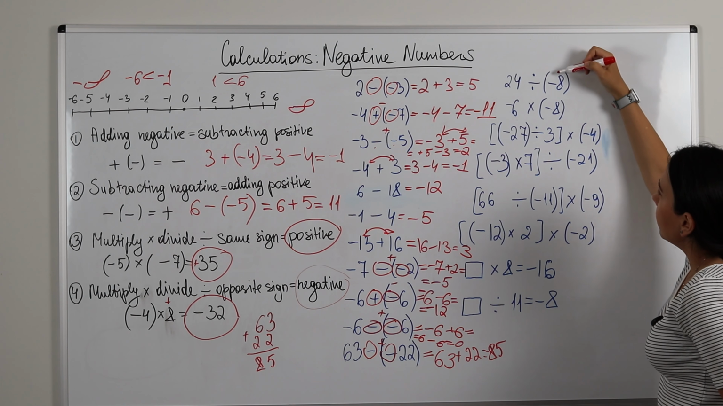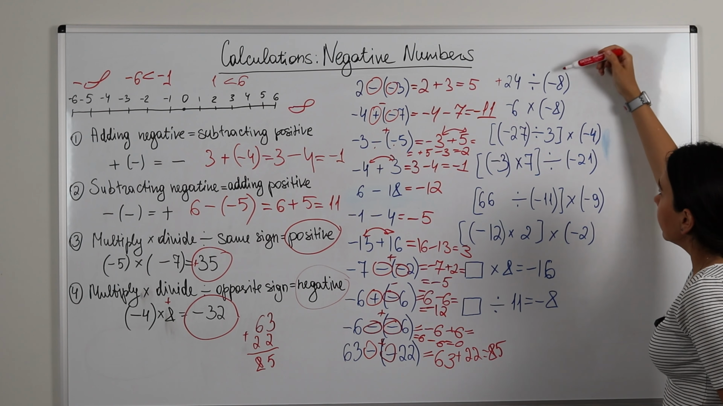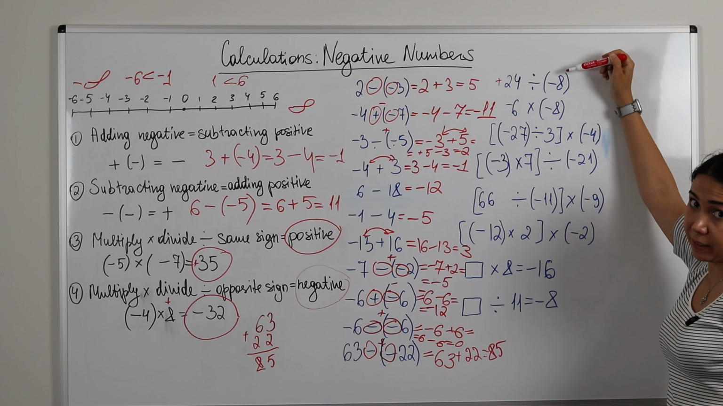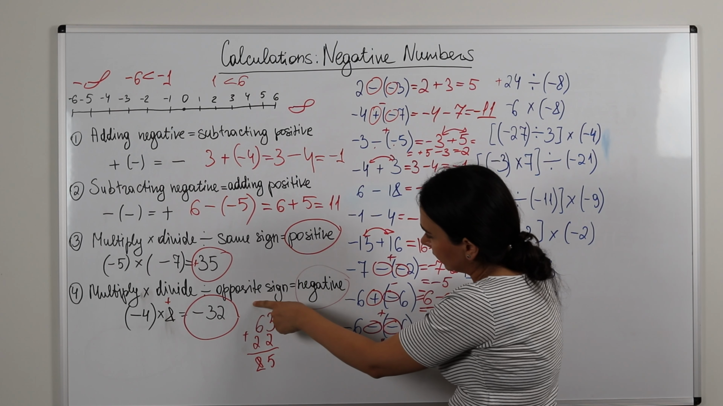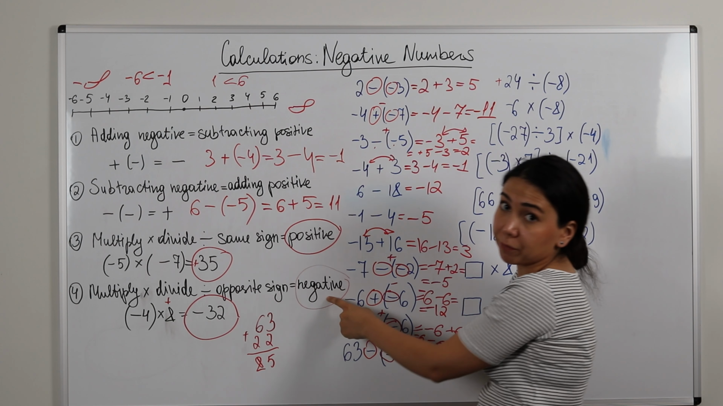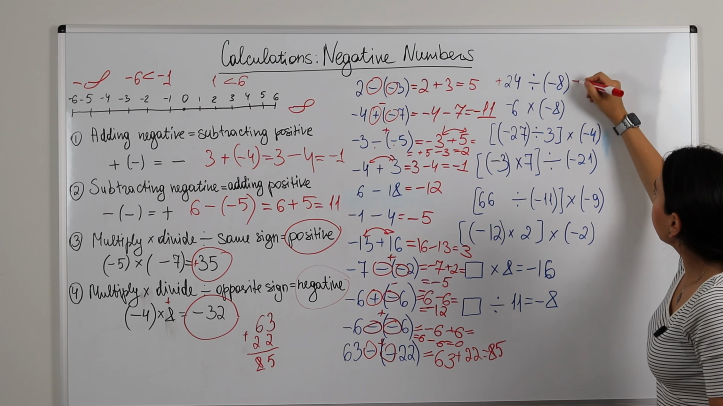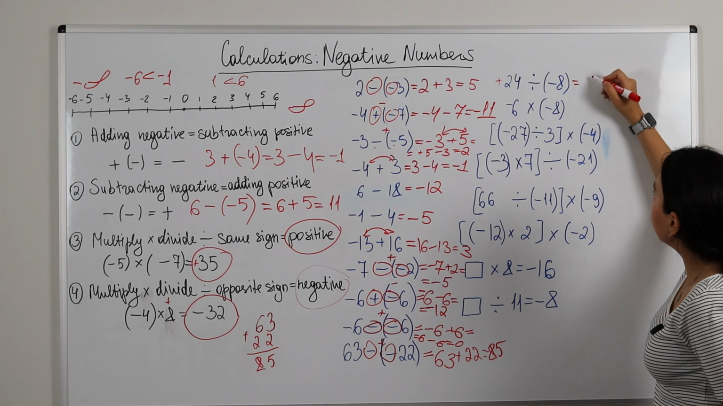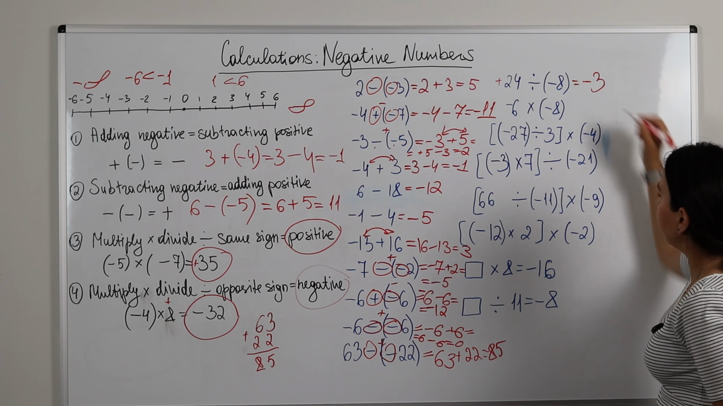24 divided by minus 8. Let's see. Is 24 plus? Yes. Is minus 8 minus? Yes. We have opposite signs. If we are multiplying or dividing opposite signs, the answer is negative. So we do the operation, but the answer will be a negative number. 24 divided by 8 is 3. But since it's opposite signs, it's minus 3.